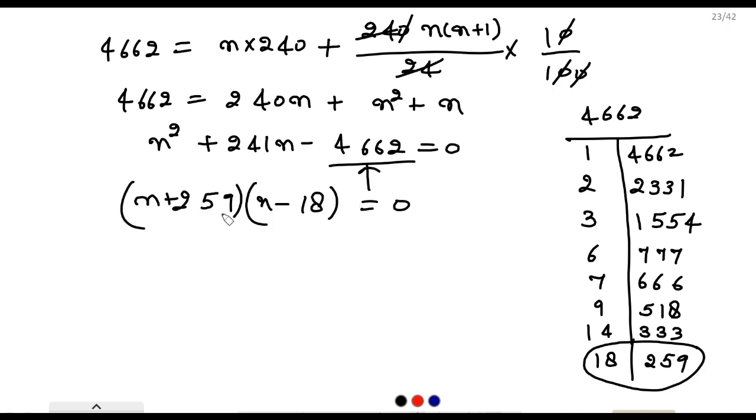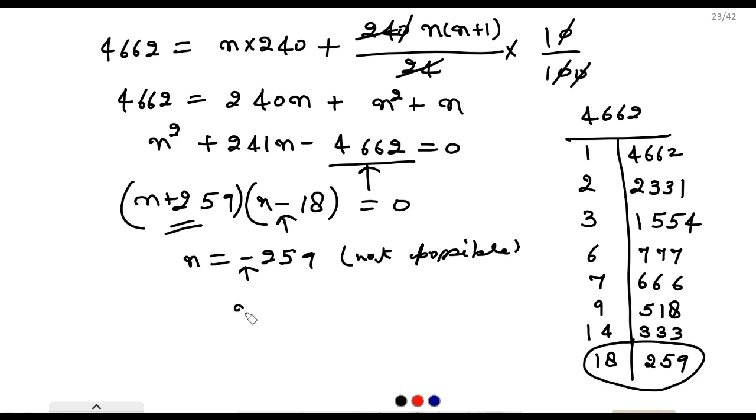Factors are n plus 259 and n minus 18. If this is 0, then n is equal to minus 259, which is not possible due to this negative sign. And if this is 0, then n is equal to 18. This is the answer. 18 means 1.5 years.